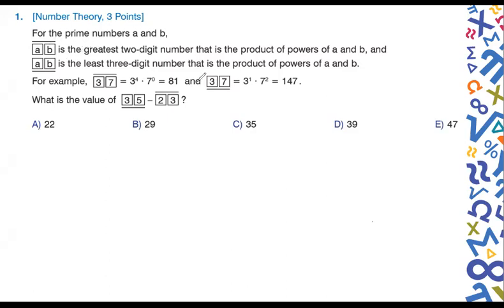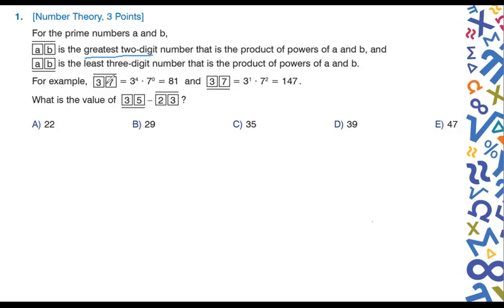And the first problem we have is a number theory. We are given two numbers, A and B. When you have a bar, it says the meaning of that is the largest two-digit integer that you could get by multiplying product of the powers of A and B. So it's not obvious at first if you don't really understand the statements when you don't see this explanation.